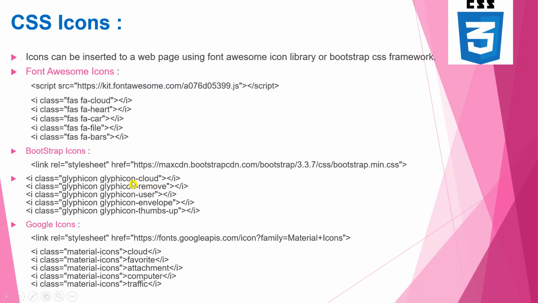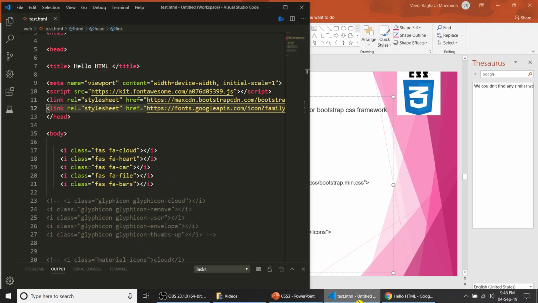So glyphicon cloud, remove, user, envelope, thumbs up. Here in case of Font Awesome, it is cloud. FA means Font Awesome, heart, car, like that. In case of Google, you need to mention the source of the Google icons file, and then you can write your needed icon names using classes, friends. Let us see in practical how we can do this.